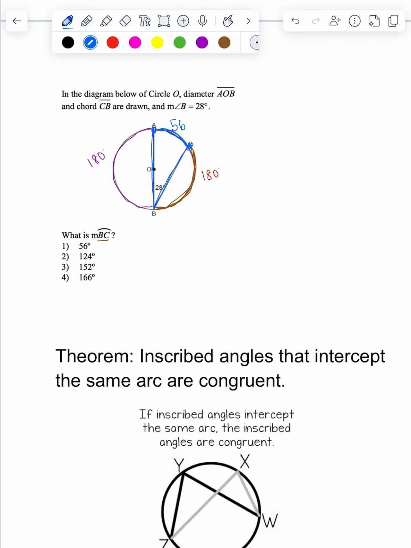So now we know halfway around the circle is 180, and we know arc AC is 56. So in order to find arc BC, we just need to do 180 minus 56 and see what's left over. And that's 124 degrees. So 124 degrees, and then that totals 180 when you add it with the 56.